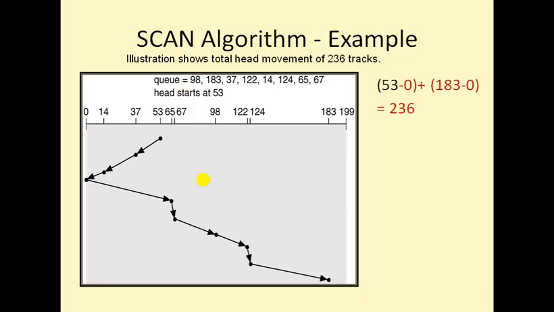This is a very easy algorithm. You simply take one direction and go to the end, then come back and visit all the tracks. Either you can choose the left direction or the right direction.